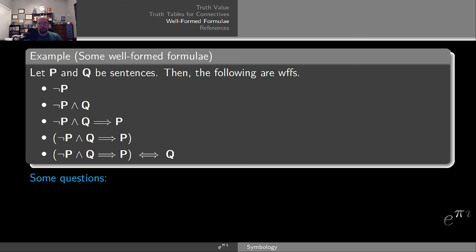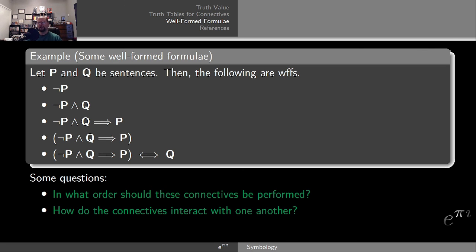Now, this does beg some questions that we should answer in the next video. First, in what order should these connectives be performed? Is there a preferred order? Is there an order of operations? Next, how do these connectives interact with each other? So if you put two connectives on top of each other, does one have priority? Does one change the other one? How can they be manipulated? And lastly, are those parentheses needed? When can parentheses be omitted and ignored? And what are the circumstances when that can happen or can't happen?